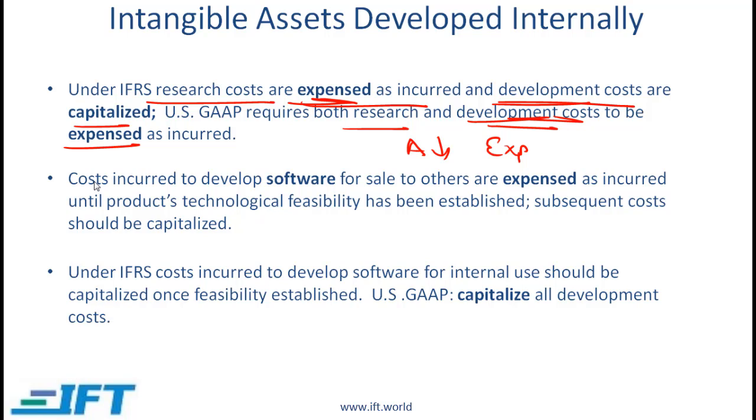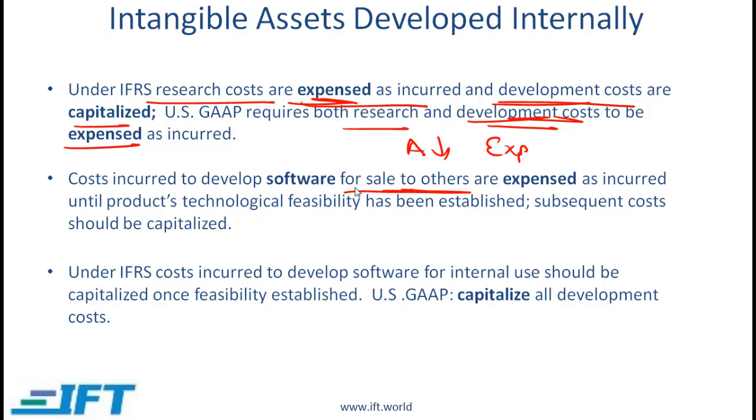Coming now to software. Software is an important subcategory under intangible assets, and with software there are two possible situations. One is the cost incurred to develop software for sale to others, and the other is software for internal use. Let's look at the sale to others scenario first.